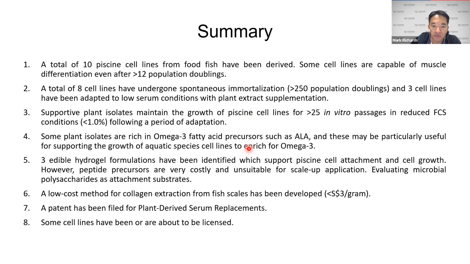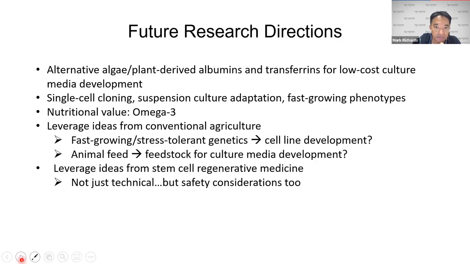And these may be useful downstream for supporting the growth of aquatic species cell lines in order to enrich for omega-3. So we do have several edible hydrogel formulations which support fish cell line attachment and growth, but these peptide precursors are too costly and probably unsuitable for any form of scale-up currently. And we're now evaluating microbial polysaccharides as attachment substrates. A low-cost collagen extraction method at less than $3 per gram has been made, and we have filed a patent for some of these serum replacements and are in talks to license some of our cell lines.